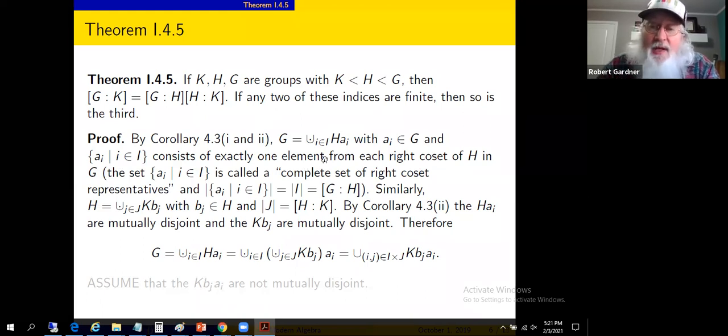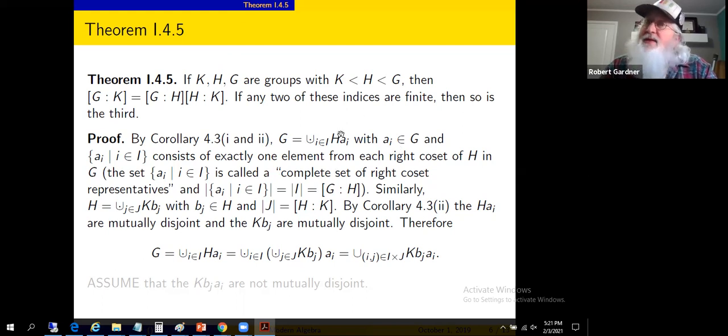So that's how we can use the partitioning idea and tie it to specific elements of group G, the a sub i's. This set of elements of G is called a complete set of right coset representatives. All right, so we're getting all of the right cosets by choosing a single representative from each coset. If you're big into set theory, there might be some axiom of choice stuff going on underneath this.